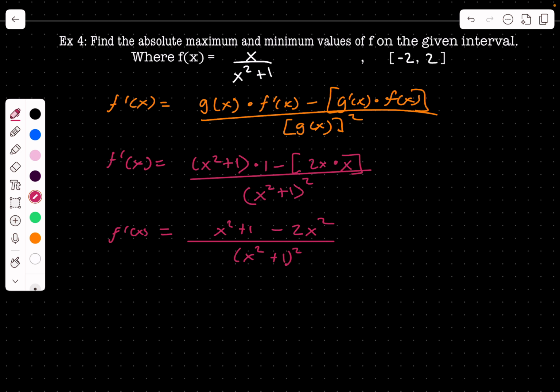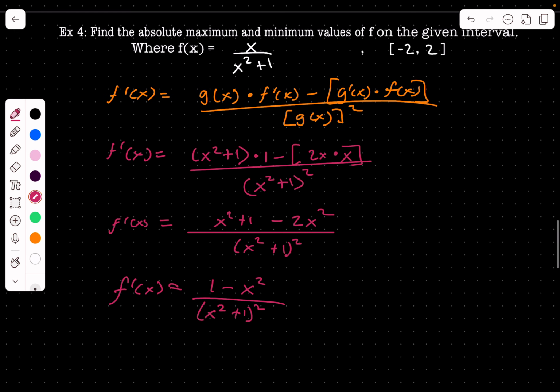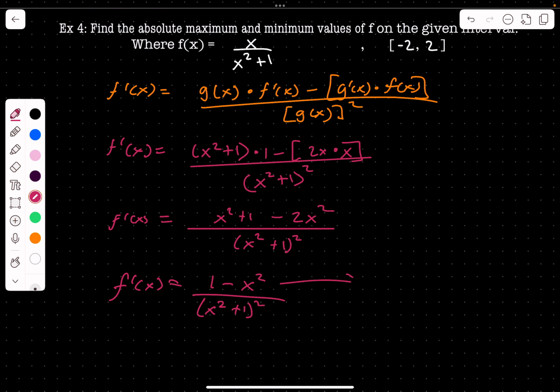So let's do this now. We get f prime of x equals x squared minus 2x squared, which is going to give you negative x squared plus 1, right? Because it's a positive 1 in front of the x squared. We just don't write it. It's implied. All over x squared plus 1 squared. Again, we're only going to set the numerator equal to 0, because if we did both, then the whole thing becomes undefined, and that's no good. So we get 1 minus x squared equals 0.